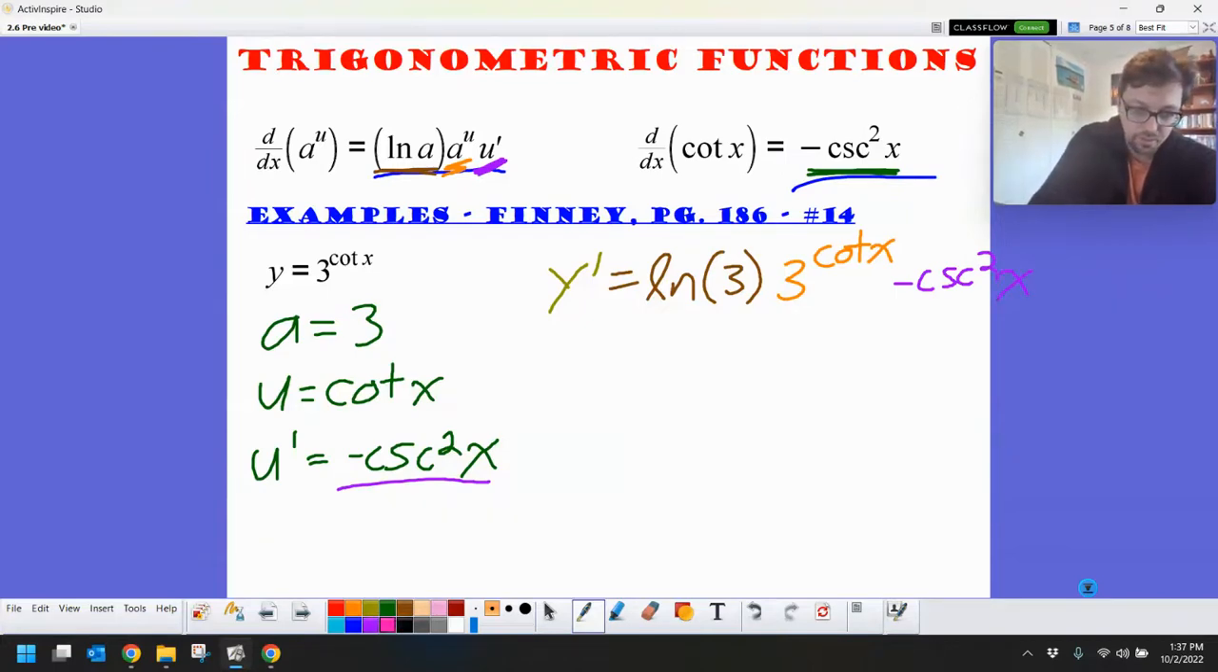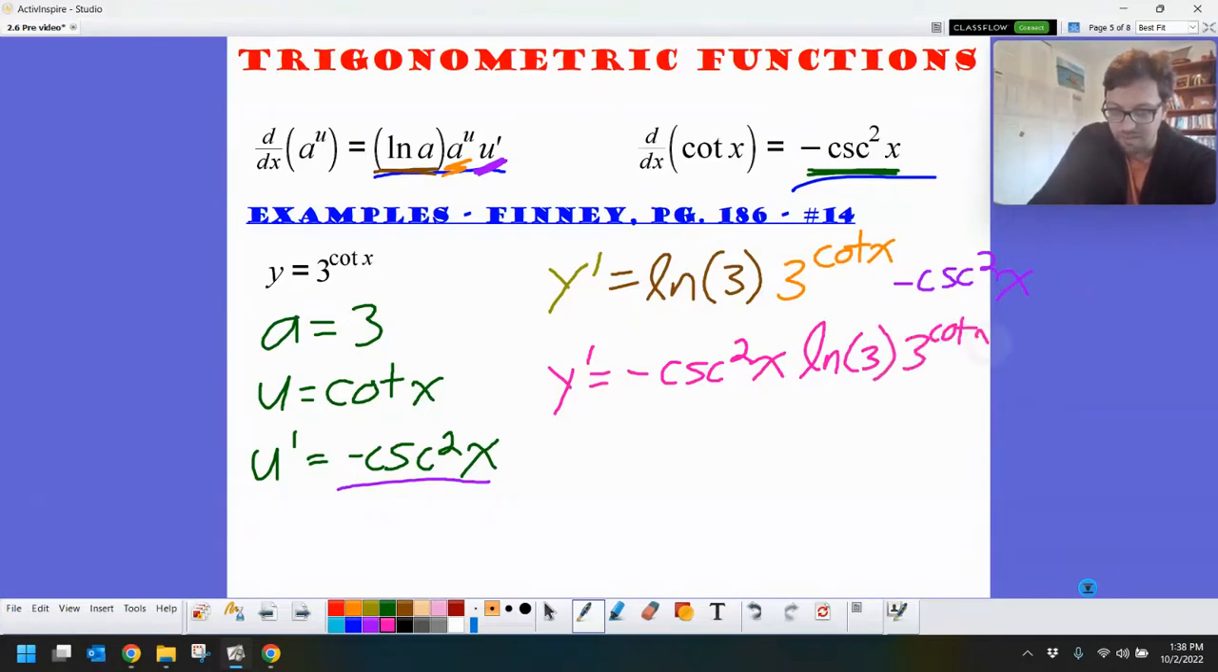Now that's written a little goofy, so I could probably try to clean it up a little bit, but I don't necessarily need to. We are not in the simplification game. I could probably put that one first, and then the ln of 3, and then 3 to the cotangent of x. I don't know if that's any neater, but that is just an alternative way to write it. But that is the derivative of that function.